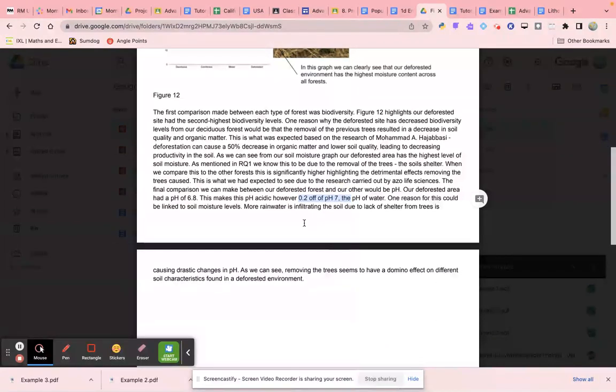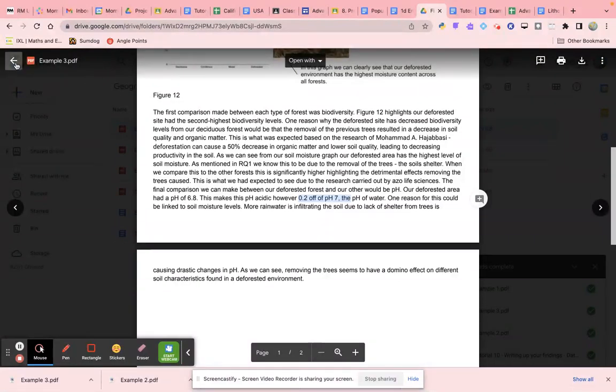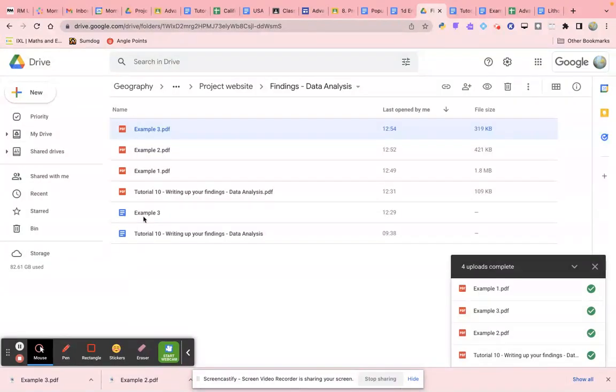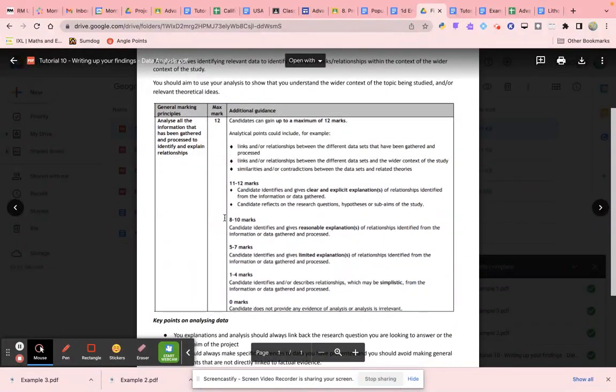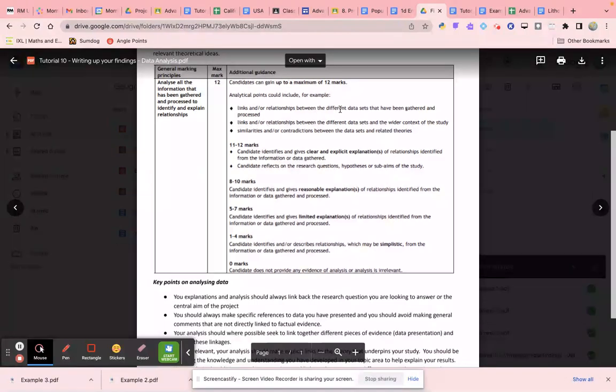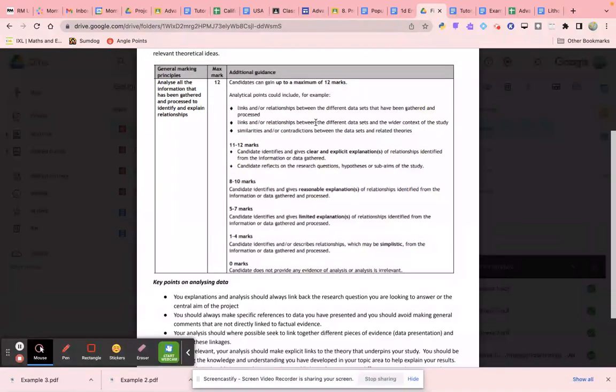Okay, so all three are written in different ways, but they show the key important parts of a project, which I'm just going to emphasize at the end of this tutorial, that the students make links between the data, the different bits of data that they've gathered. They make links to other research questions and to the aims, and they talk about similarities and contradictions between what they're discovering and the theories that they talked about in their background research. Everything is clear and explicit because everything is signposted through the words that they write.